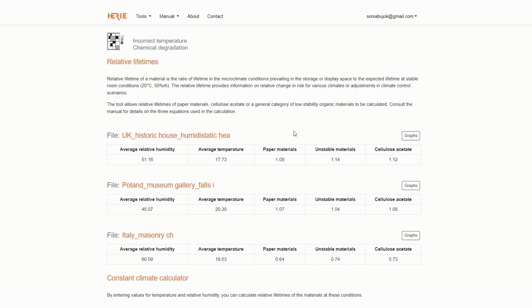As I mentioned in the previous video, the lower the temperature and relative humidity, the larger the relative lifetime of an object and thus the smaller the risk of its degradation.